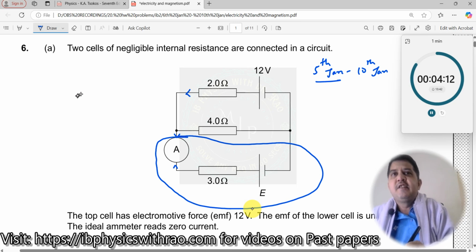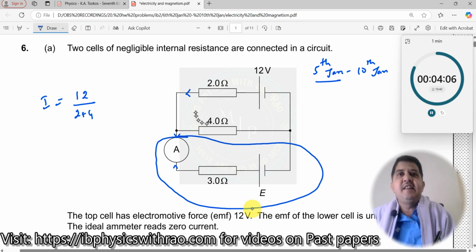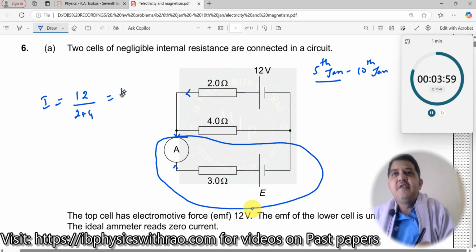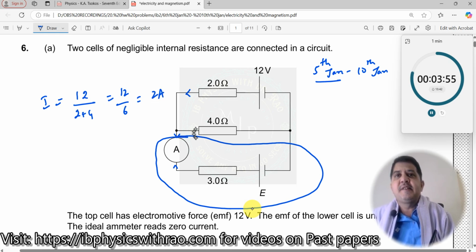Let us estimate. So this would be 12 divided by 2 plus 4 will be your current. Why? Because it's in a series circuit over here. You are not going to consider the other circuit because no current is passing through it. So 12 divided by 2 plus 4 is 6, which should be 12 by 6, which should be equal to 2 amperes. So 2 amperes is the current passing through it. So here 2 amperes, here also 2 amperes over here.